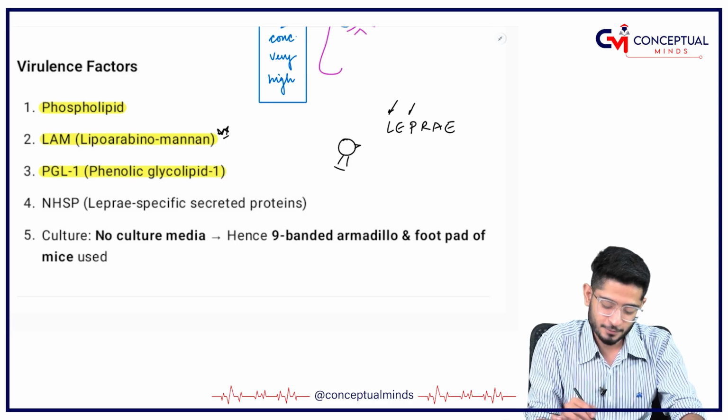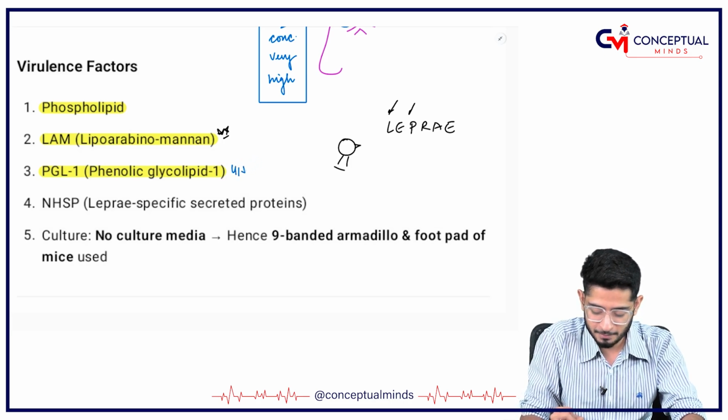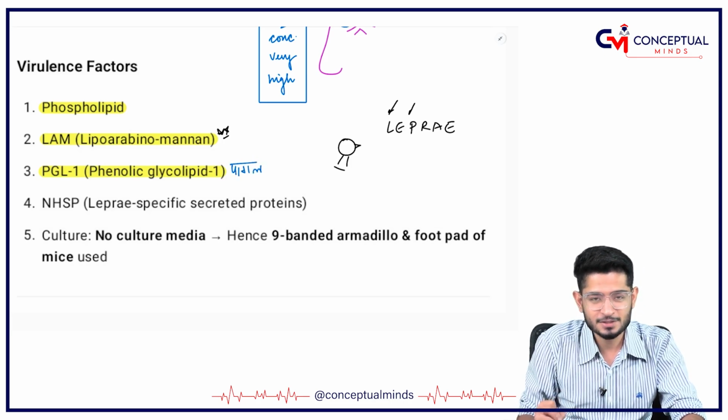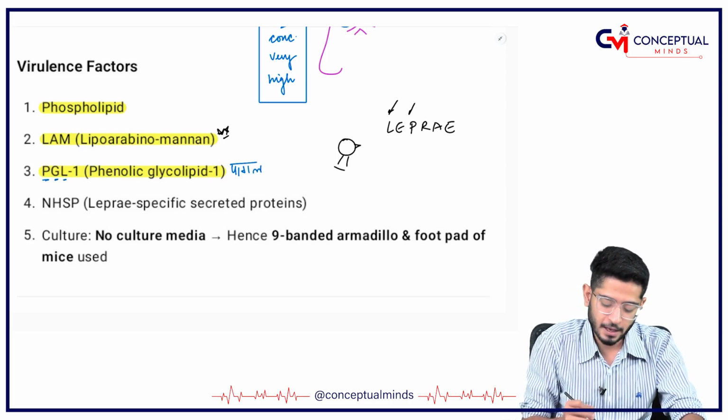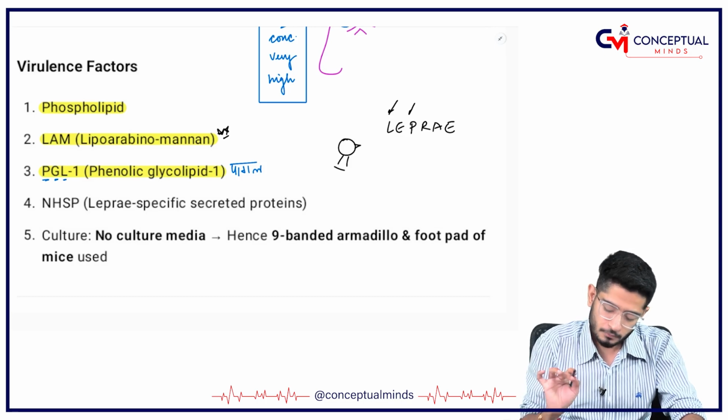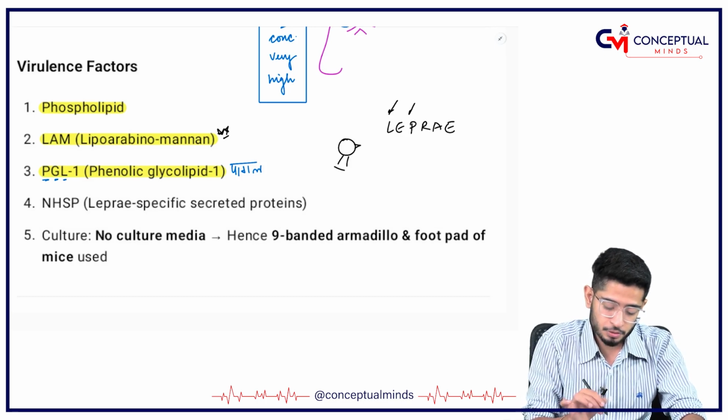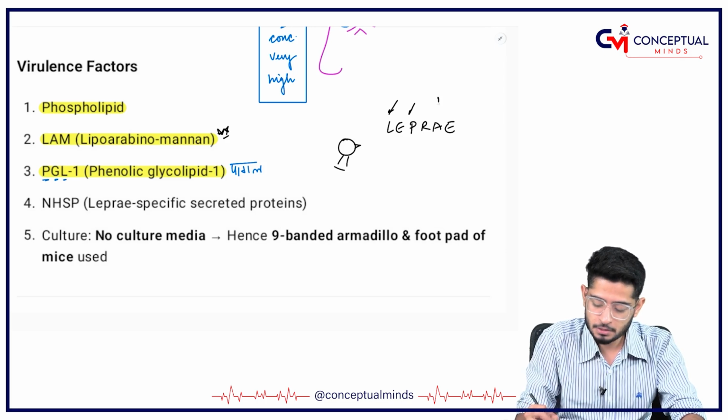If you know what is meant by PGL, that is phenolic glycolipid 1. Okay, so remember like this. Do you want somebody to suffer from leprosy? No, I don't want. So no leprosy.